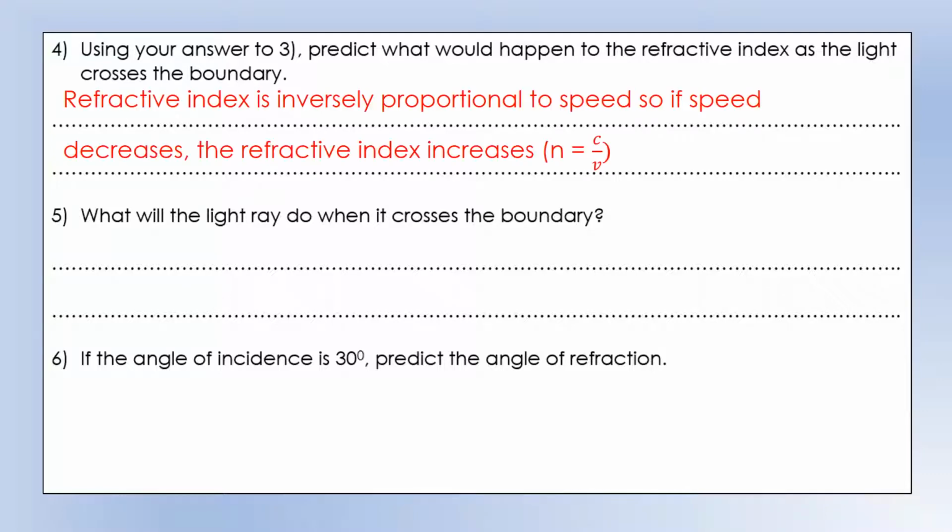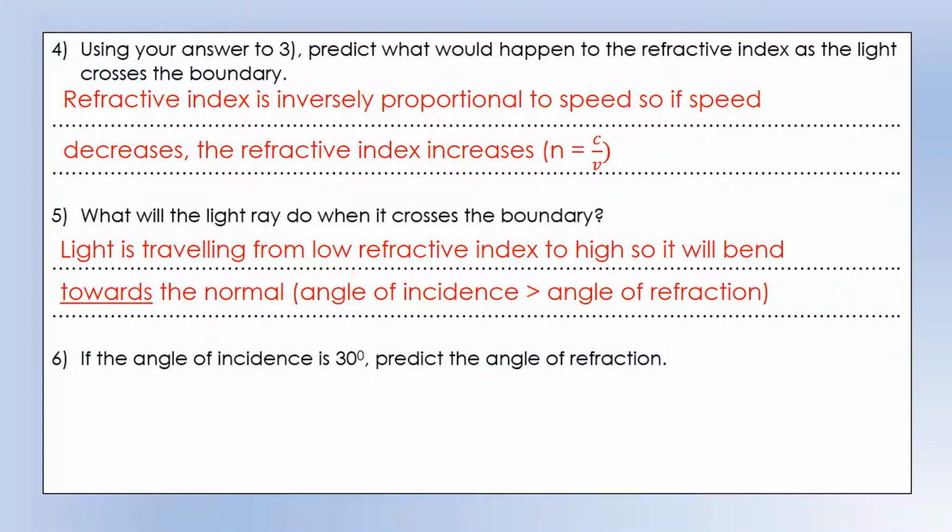Okay. So using your answer to that one, predict what happens to the refractive index as light crosses the boundary. Well, refractive index is inversely proportional to the speed of light in the medium. So if the speed decreases, the refractive index increases. We can see it's the v on the bottom line that is decreasing, c is a constant, so they're inversely proportional.